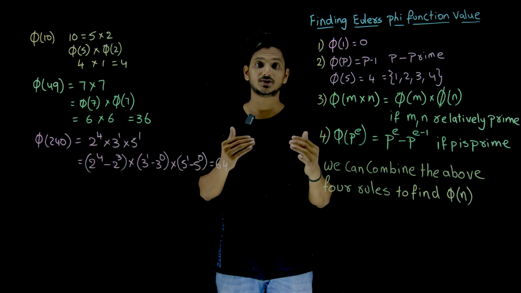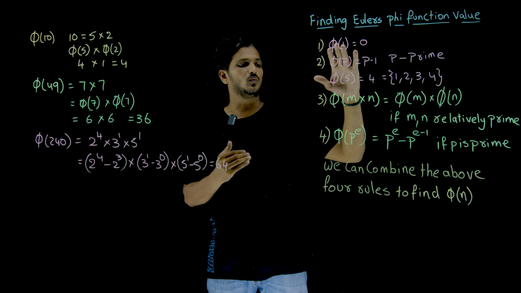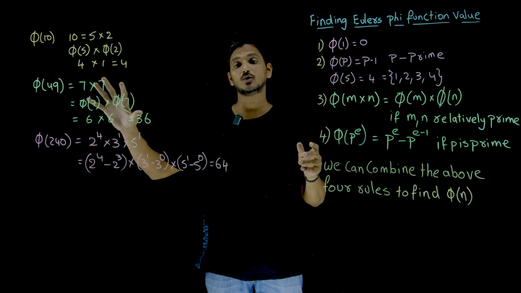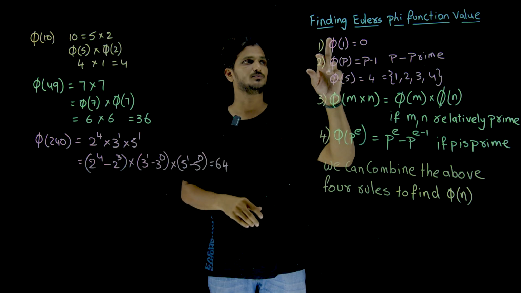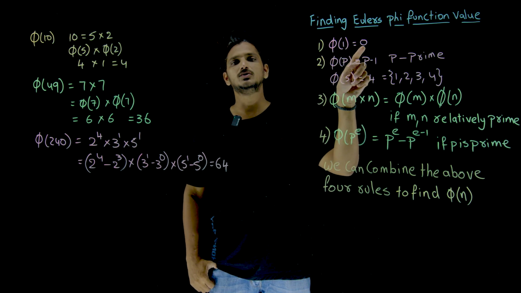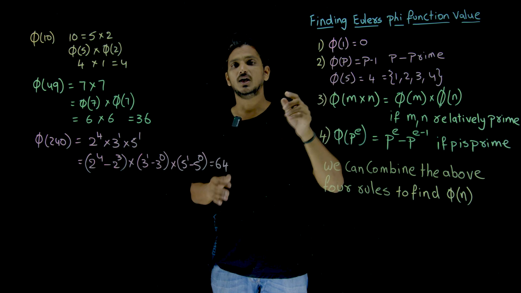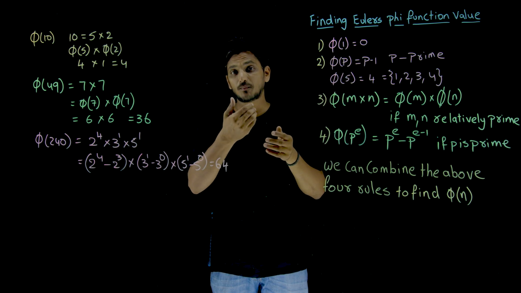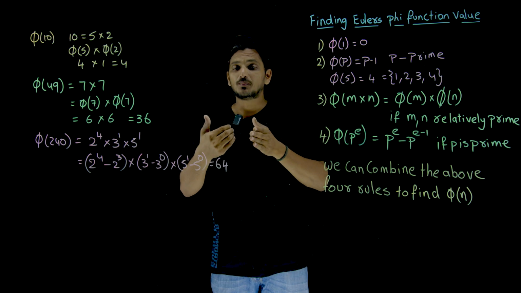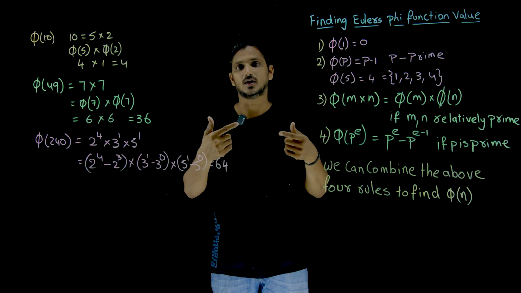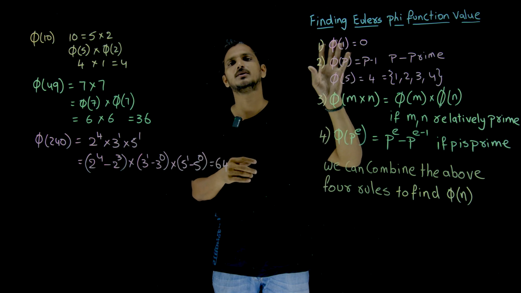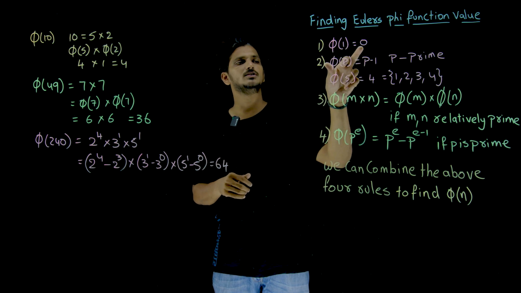Now, let's understand how to find that. With examples, you are going to get good clarity about how to find the Euler's phi function value. The first one is phi of 1 equal to 0. What is phi of 1? The numbers that are less than 1 and relatively prime to 1, those numbers we have to consider. Less than 1, there are no numbers. So how many numbers are there? 0 numbers. So phi of 1 is equal to 0.